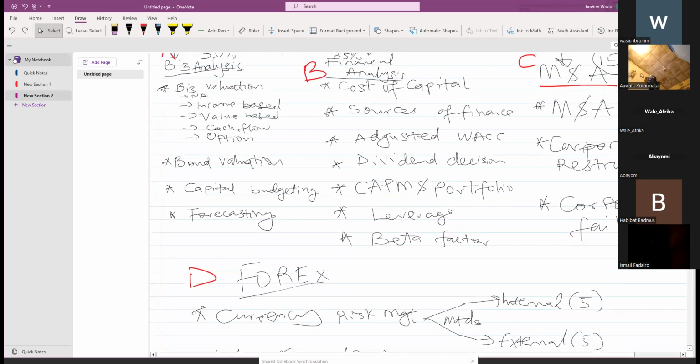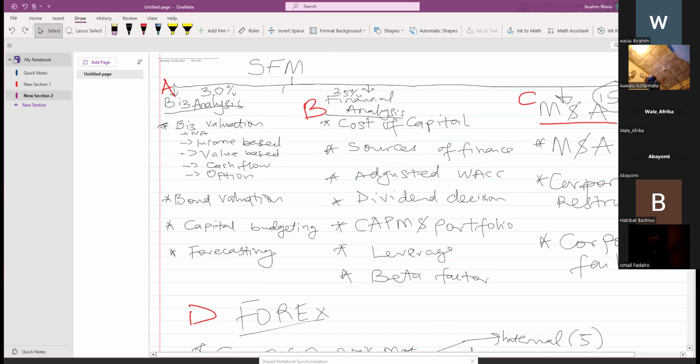Then we have the forecasting. Forecasting, like when you want to do cash flow projection, all those stuff. So that will come under here.